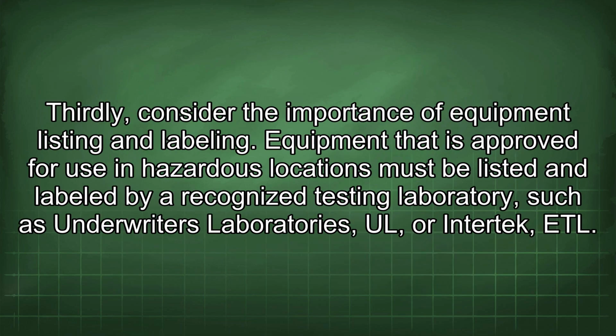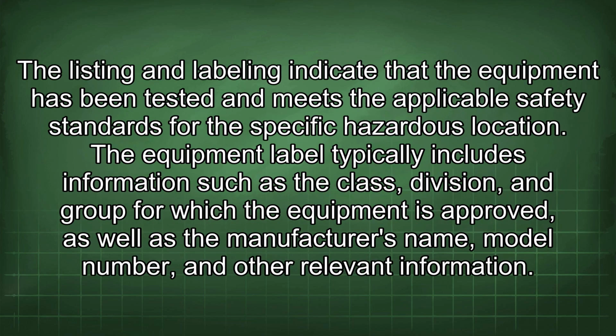Thirdly, consider the importance of equipment listing and labeling. Equipment that is approved for use in hazardous locations must be listed and labeled by a recognized testing laboratory such as Underwriters Laboratories, UL, or Intertek, et al. The listing and labeling indicate that the equipment has been tested and meets the applicable safety standards for the specific hazardous location. The equipment label typically includes information such as the class, division, and group for which the equipment is approved, as well as the manufacturer's name, model number, and other relevant information.